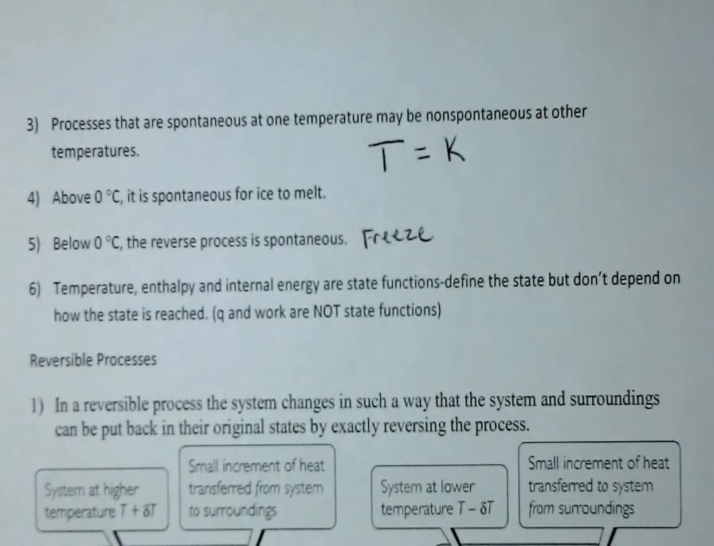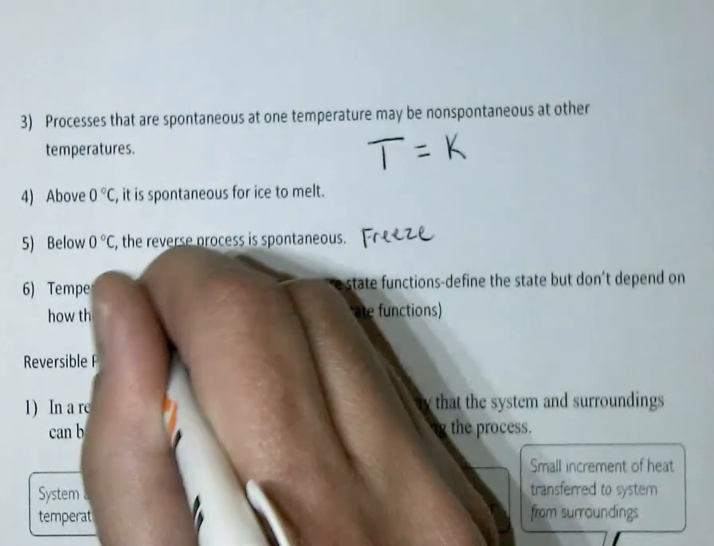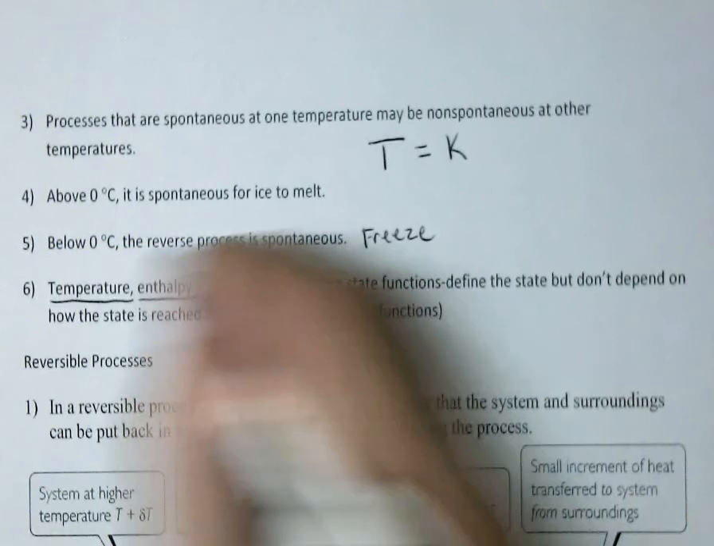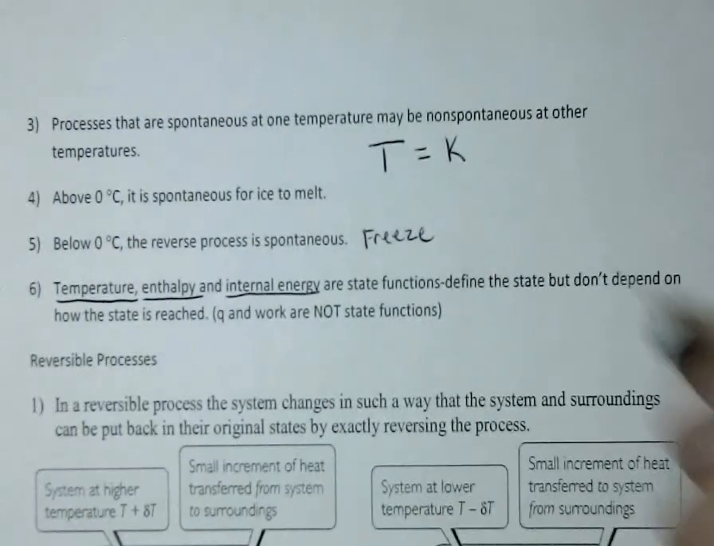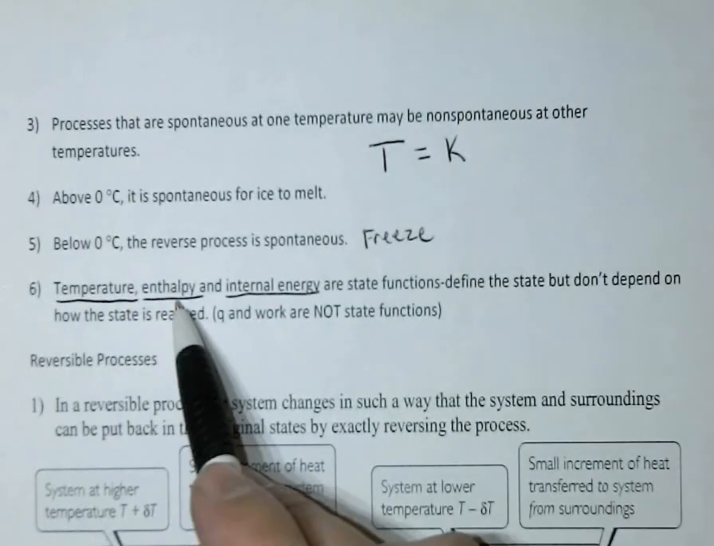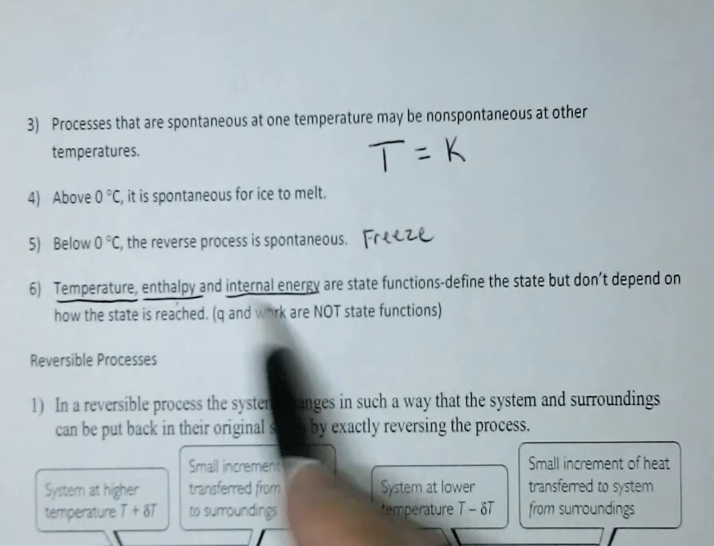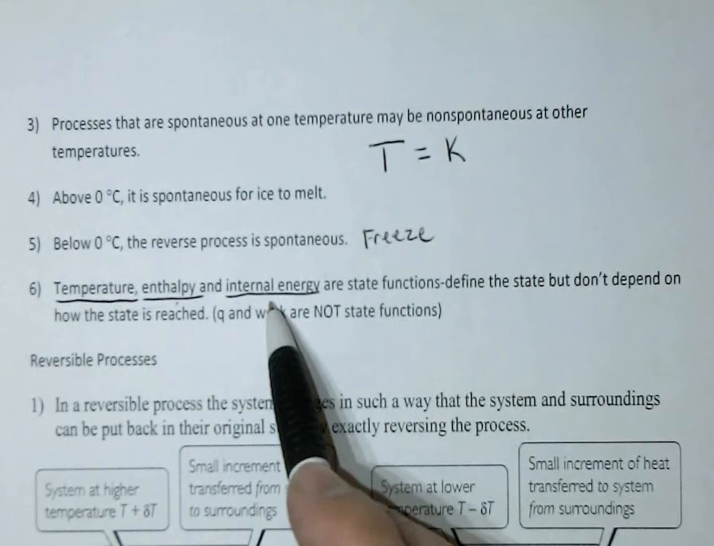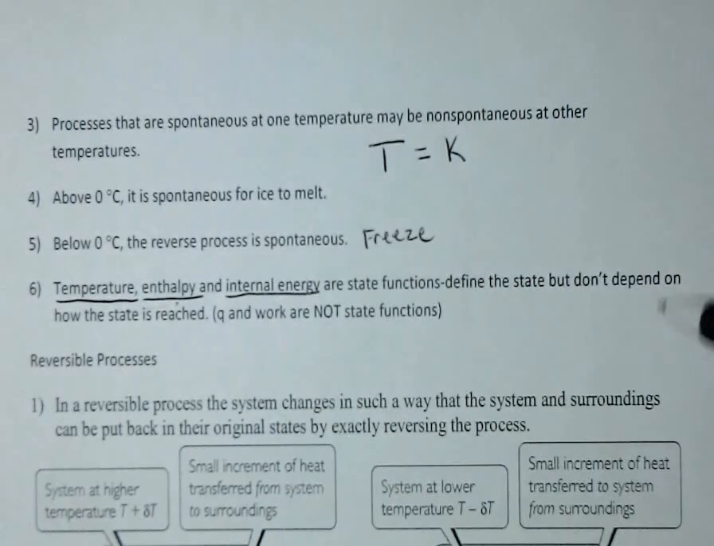This is a good time probably to review the difference between state functions and non-state functions. There's 3 of them. We talked about these back in chapter 5 as well. Temperature, which is the average kinetic energy of the system. Enthalpy, which is talking about the energy at specific pressures. Internal energy, talking about the energy inside, like Q. Those are state functions. And a state function doesn't depend on how the state is reached. It just depends on what it is total.